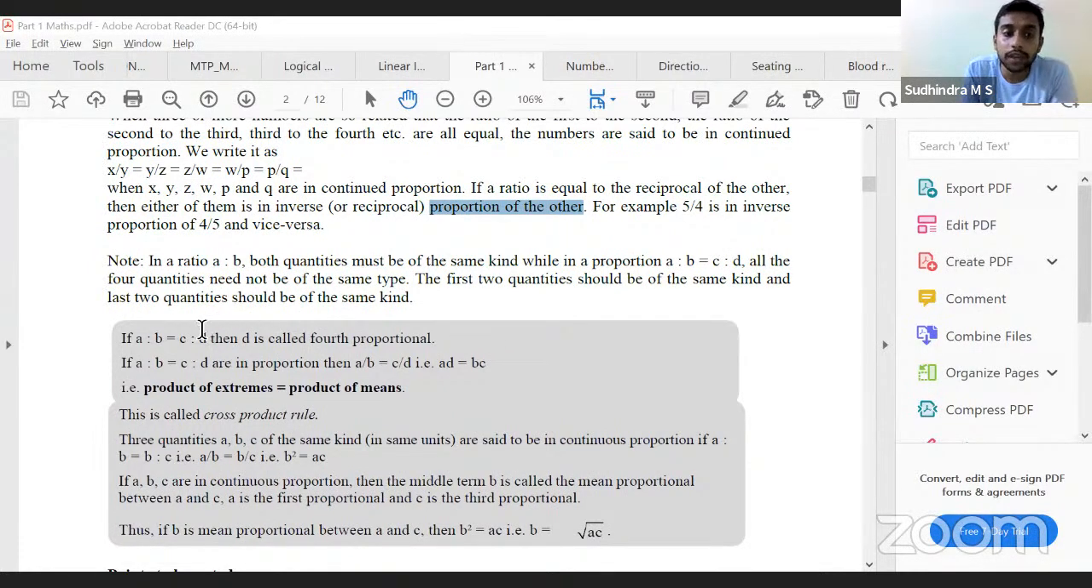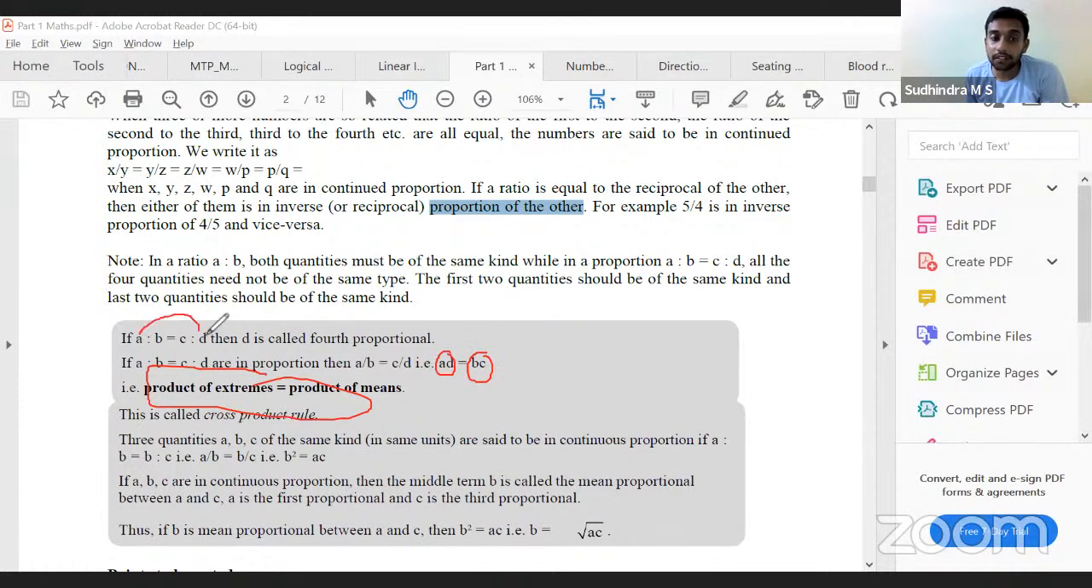If A:B is equal to C:D, then D is called the fourth proportional. If A:B is equal to C:D are in proportion, then A by B is equal to C by D, that is AD is equal to BC. Product of extremes is equal to product of means. Important property here.